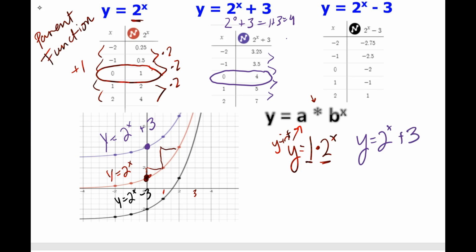This is still going to be our growth rate, which is our b. And then our a is actually 4 because it's 2 to the 0 plus 3. So our a is going to be 4. We don't see 4 in this equation, right? We see the b, and the 4 comes from setting your x to be 0, like we always do when we want to find the y-intercept.